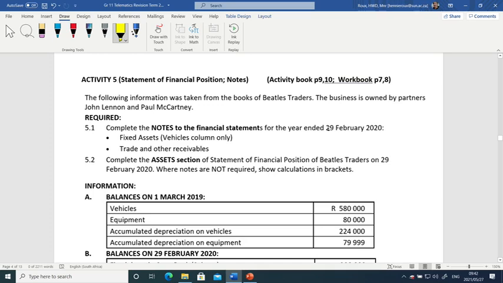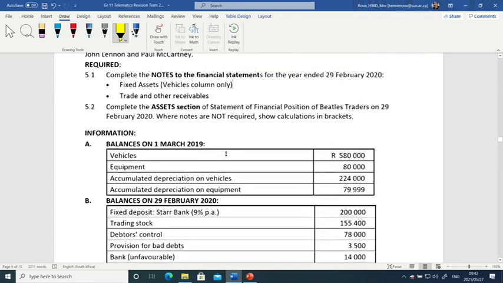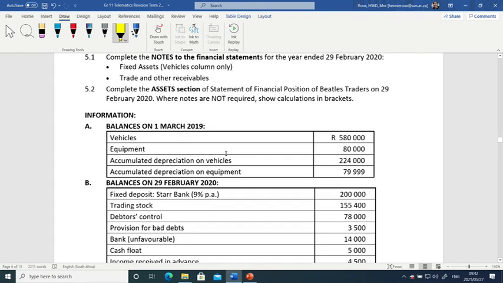29th of February, that's the end of our financial year. This time it is correct. And it is the Beatles Traders with partners John Lennon and Paul McCartney. Our financial year ends on the 29th of February, therefore, again, the 1st of March 2019 until the 29th of February. So when you read this, you see this as opening balances at the beginning, and these balances are given at the end because of the dates.